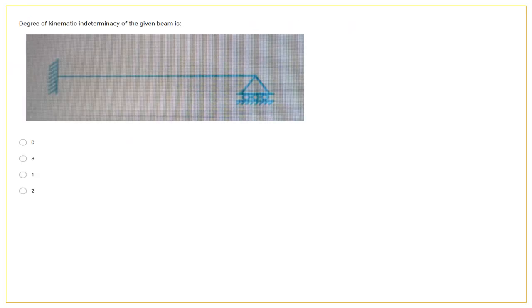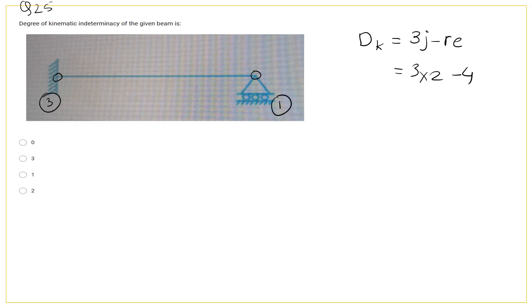Then the last question, number 25. Degree of kinematic indeterminacy of the given beam is? To find the degree of kinematic indeterminacy, Dk equals 3j minus Re. Here joints are: this is the first joint, second joint, so 3 into 2 minus reactions. For the fixed beam 3 reactions are there, and for the roller 1. So Re equals 4, and 6 minus 4 equals 2. So this 2 is the Dk for this given beam.